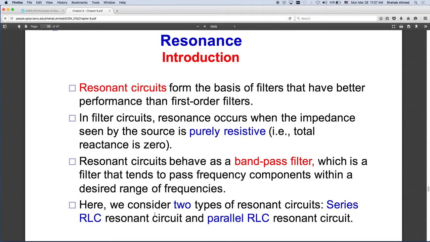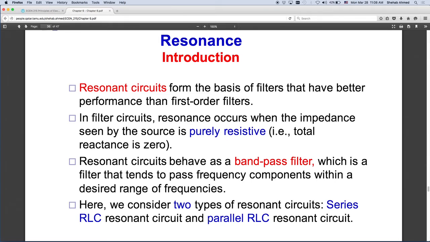Physically, resonance means something that changes significantly at a specific frequency, like a physical phenomenon that changes significantly at a certain frequency. It happens in all physical systems. In electrical systems, it means a circuit whose impedance changes considerably at a specific frequency. So I can have what is called parallel resonance or series resonance. There are two configurations we will study.